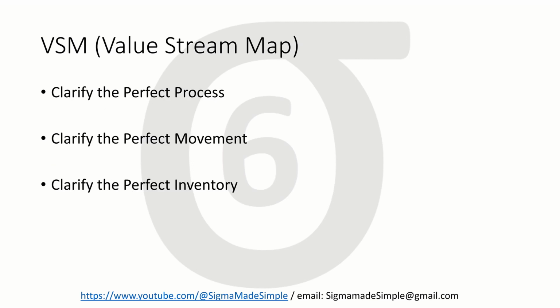So the VSM, or value stream map, is the most powerful Lean Sigma tool. It will clarify the perfect process, perfect movement, and perfect inventory. Anyone can use a value stream map, and it can improve the output in a matter of days. It does this by visualizing on one sheet of paper what the life of your product is, where it spends its time, what happens to it from the point it leaves your vendor to the point where your end user pays for the order.